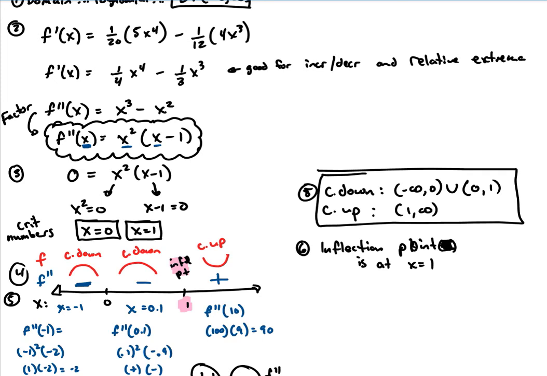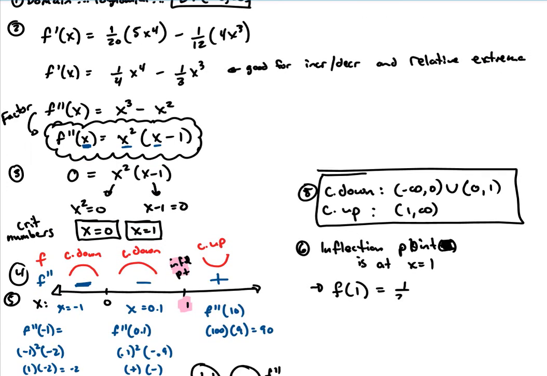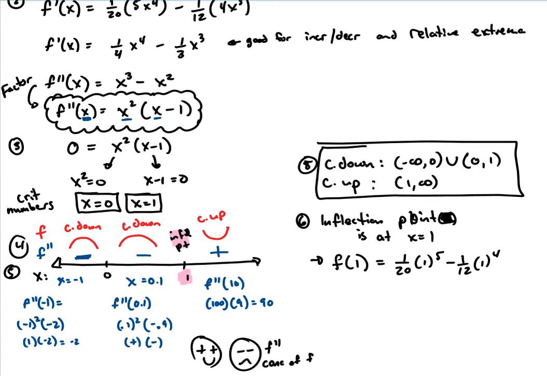But they want the actual point, so that means plug it into your function. So f of 1 is what we want to use. And then we need to go back. Here's our f of x, so I'm changing my x's into 1s in this problem. So I have 1/20th times 1 to the 5th, and then minus 1/12 times 1 to the 4th. Well, 1 to the 5th and 1 to the 4th are each 1. So f of 1 is 1/20th minus 1/12.